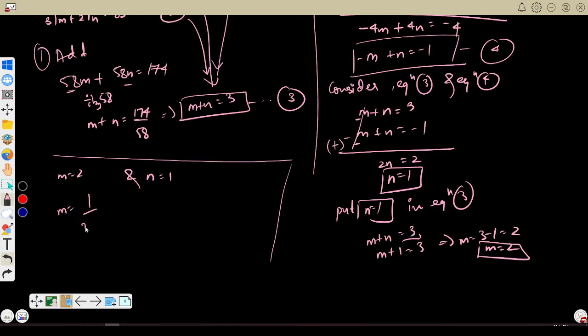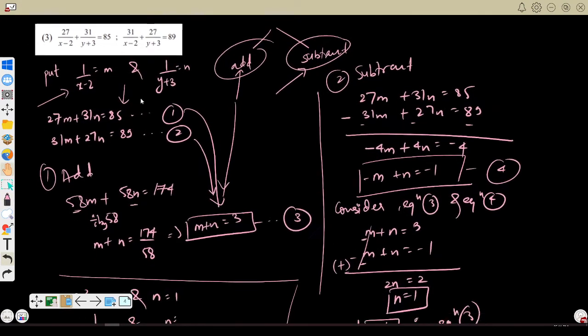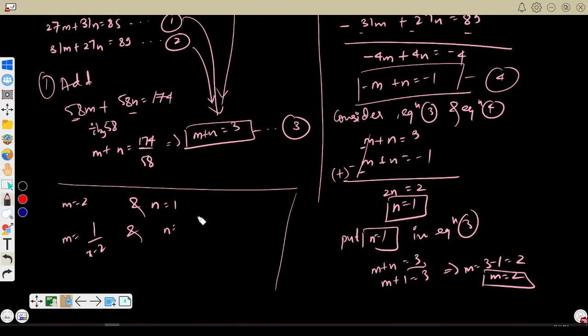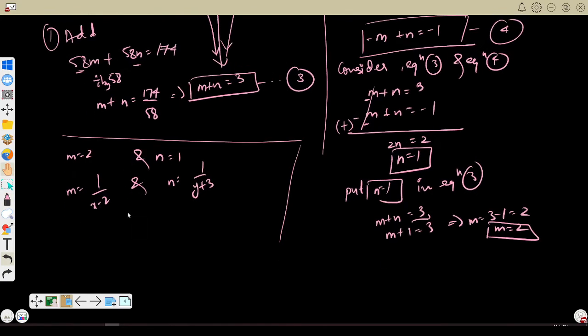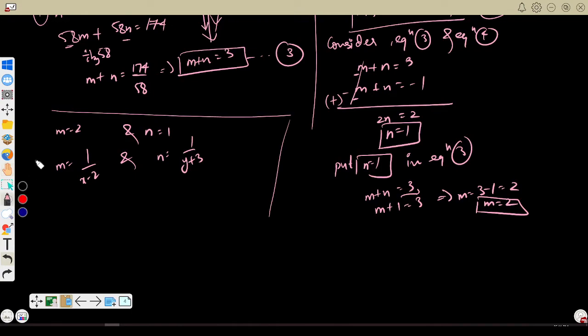M was 1 upon x minus 2 and n was 1 upon y plus 3. Now it is very easy for us to calculate this. M is 2, so 1 upon x minus 2 is equal to 2, and n is 1, so 1 upon y plus 3 is equal to 1. Now just multiply them on the other side.